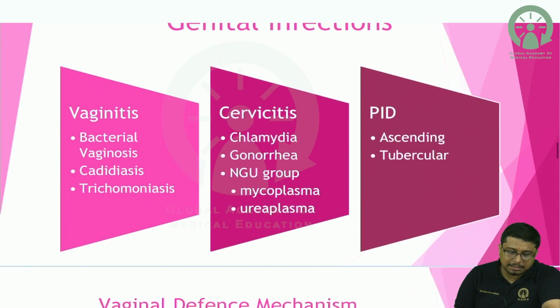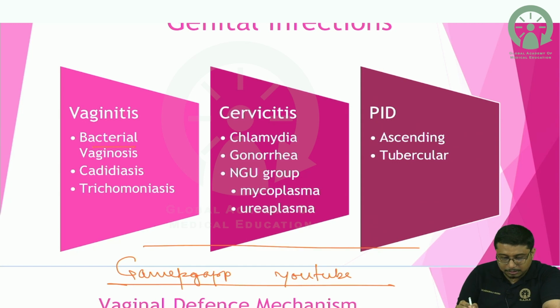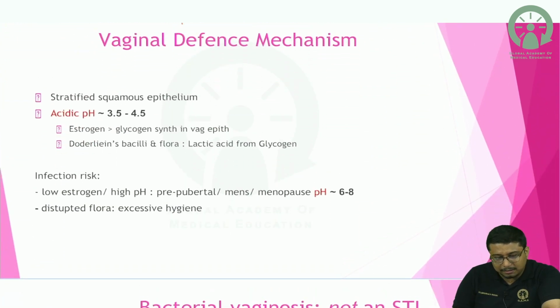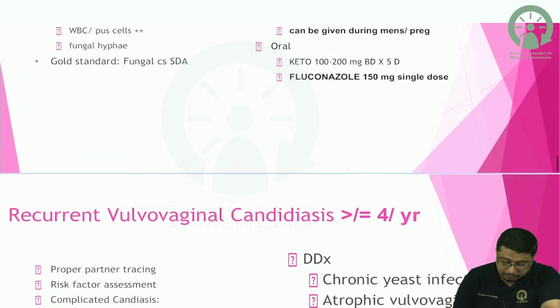Coming to genital infections, vaginitis are three mainly you should know: bacterial vaginosis, candidiasis, and trichomoniasis. I have detailed videos on genital infection on the GAMEPGAPP YouTube channel. It's a 5 minutes of video and there should not be any confusion if you see that video. Okay, so vaginal defense mechanism basically comes from estrogen, remember that. So bacterial vaginosis, all these things we have discussed there.